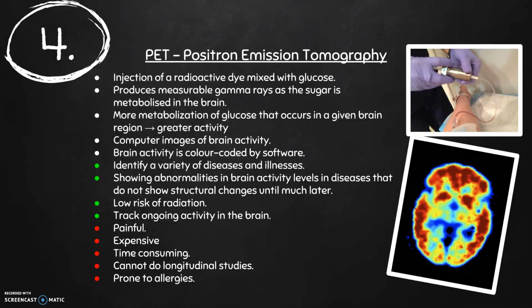Brain activity is then color-coded by software based on the amount of glucose metabolized in specific regions of the brain. PET offers the potential to identify a variety of diseases and illnesses in their earliest stages on a cellular level. It is also useful for showing abnormalities in brain activity levels in diseases that don't really show structural changes until much later. An example of that would be Alzheimer's disease. Important to note is that the injection doesn't stay radioactive for long, so the risk from radiation is very low. It can also be used to track ongoing activity in the brain.